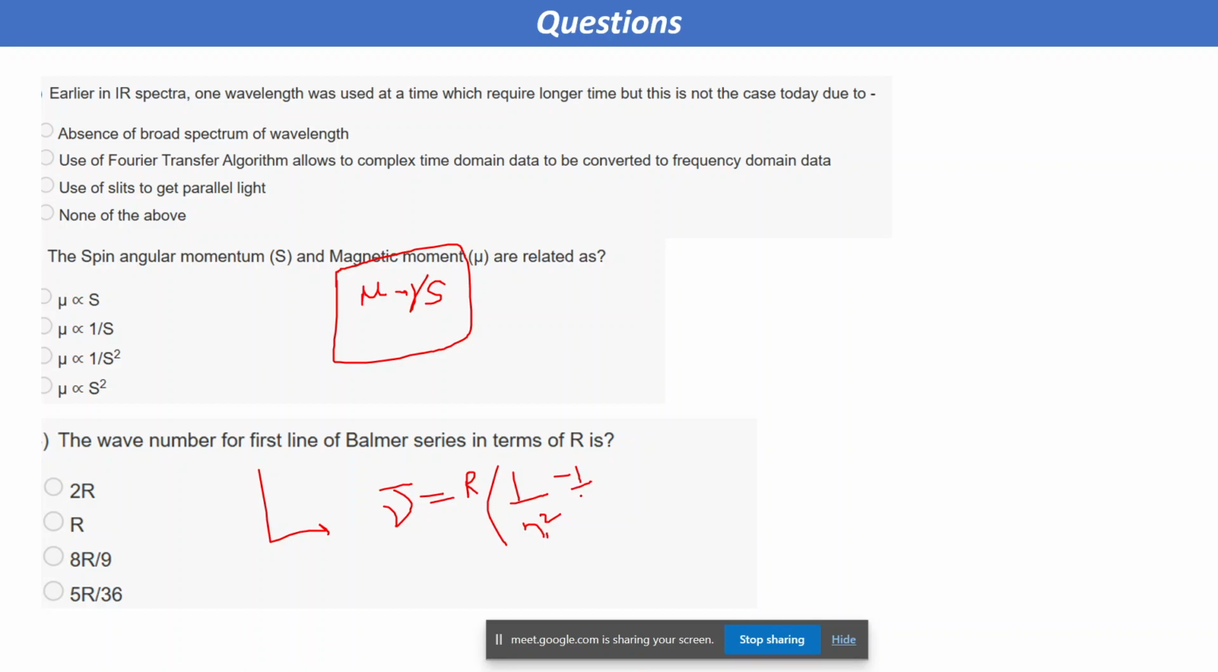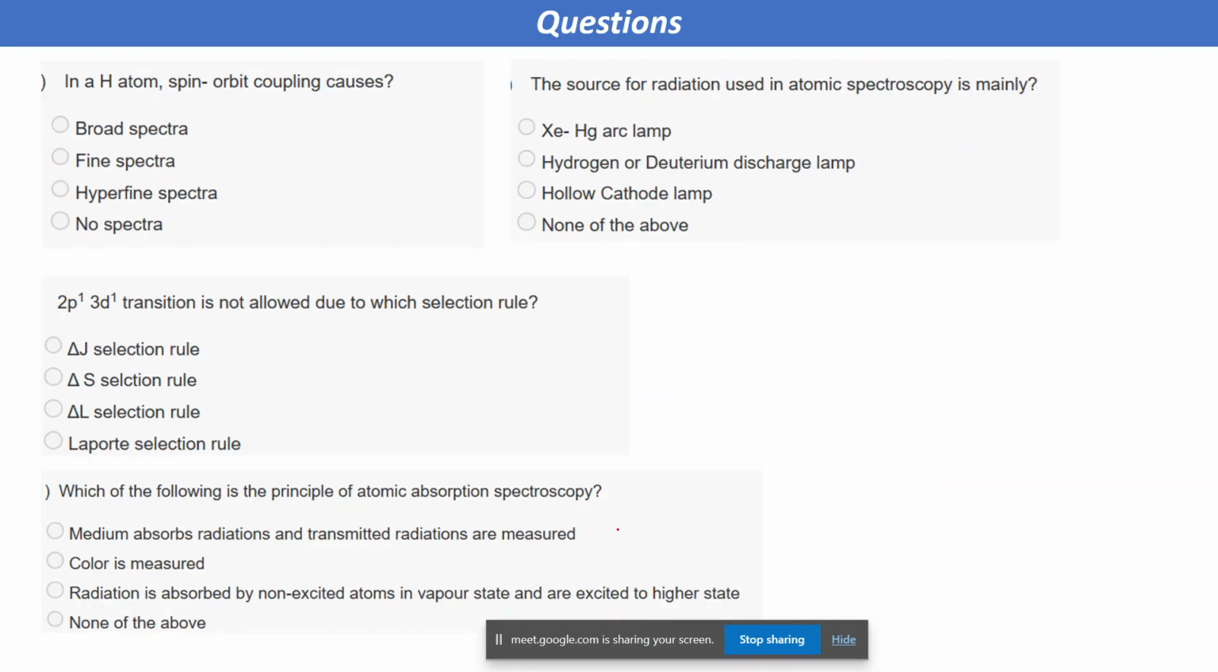So now you know it's the Balmer series. In the Balmer series, the transition is from the second orbit, and the first line will be from 2 to 3. Then what's the principle of atomic spectroscopy? That radiation is absorbed by the non-excited atoms in the vapor state, and then they're excited to the higher state. And in that, the lamp source we use is a hollow cathode lamp.